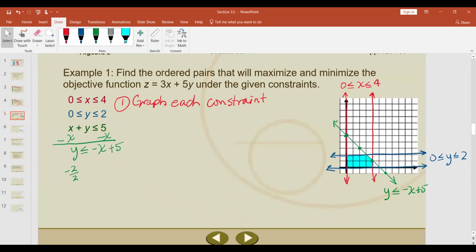The second step is we have to find the coordinates of the vertex.